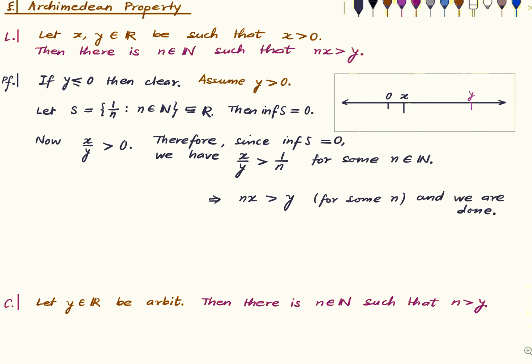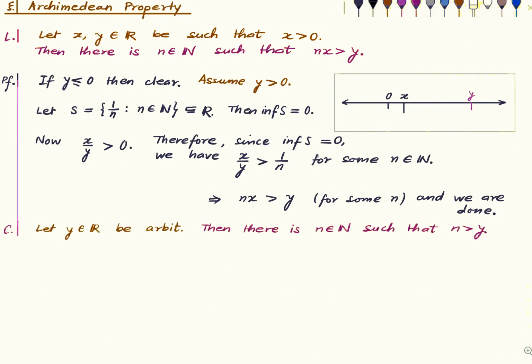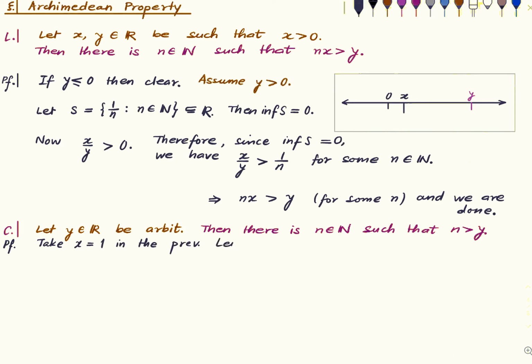Okay, so that's the proof of the Archimedean property, and it has a corollary. If you have an arbitrary real number y, then there is some natural number such that this happens. So the proof is a one line or one word kind of argument. Take x equals 1 in the previous lemma. That's it. That proves this.